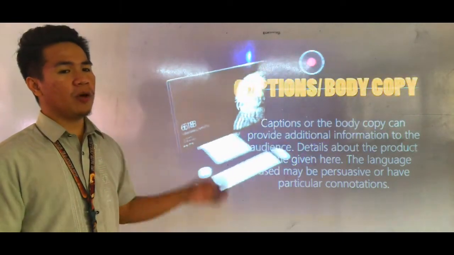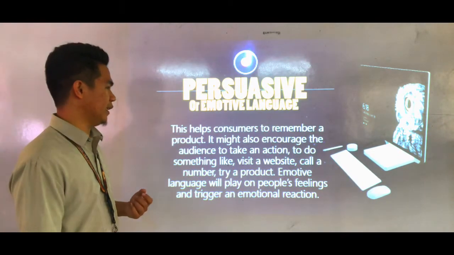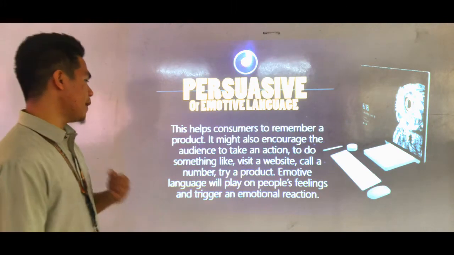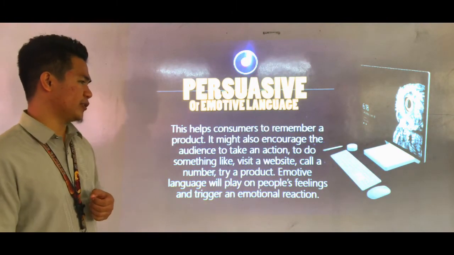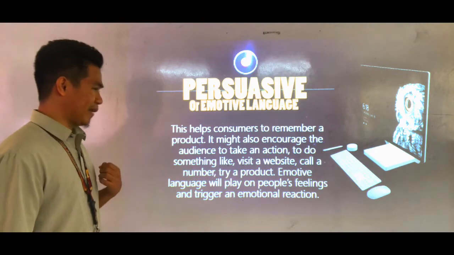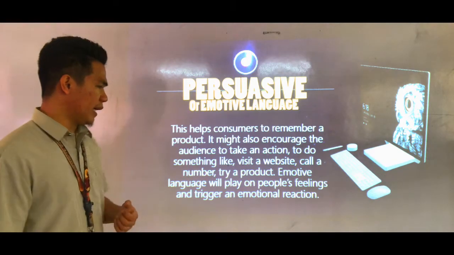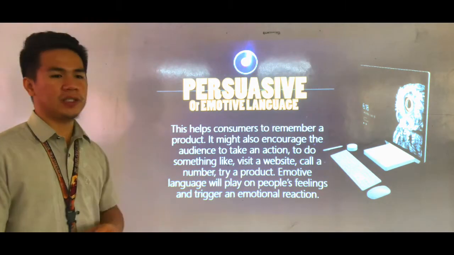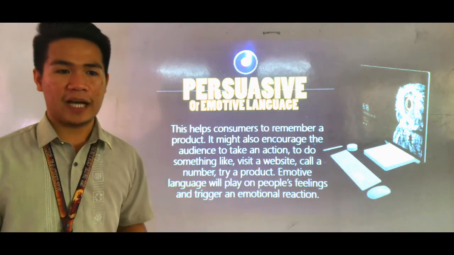We have also the persuasive or the emotive language. This helps us to remember a product. It might also encourage the audience to take an action, to do something like visit a website, call a number, try a product, or emotive language will play on people's feelings and trigger an emotional reaction.